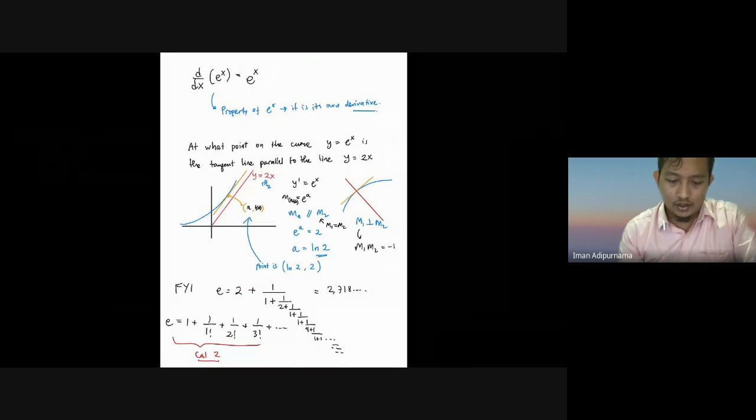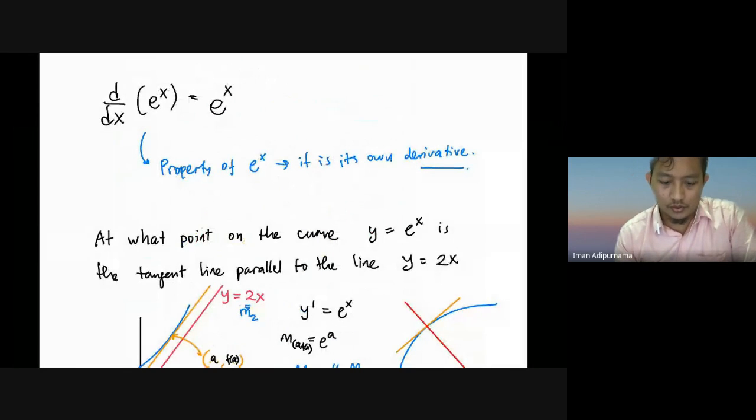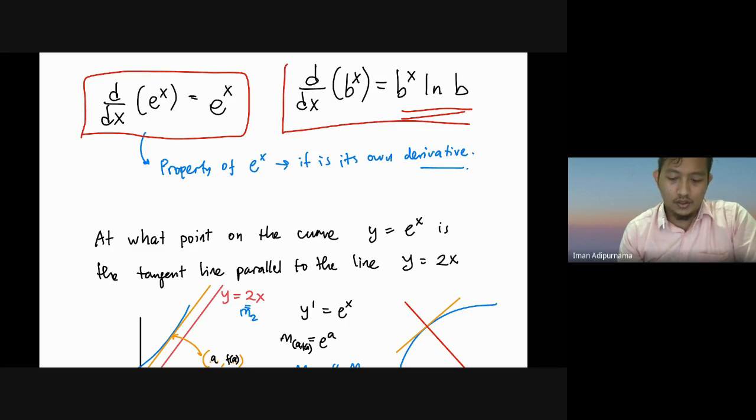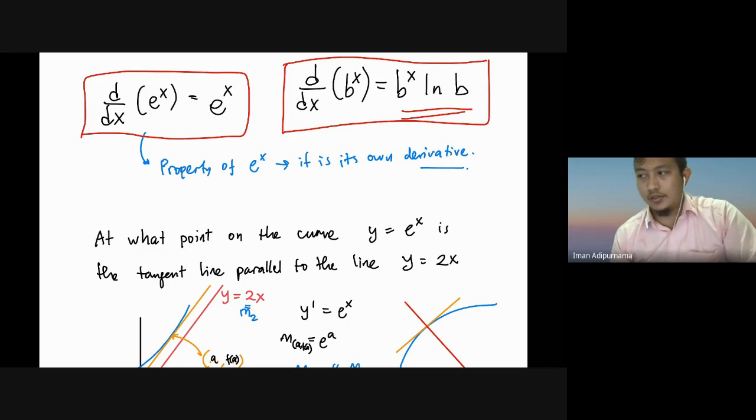Okay, and I think I also need to write what will happen here. This is actually equal to b^x and ln(b). Okay, because we already have the definition of e, so we can write this as ln(b). So these are the two for the exponential.